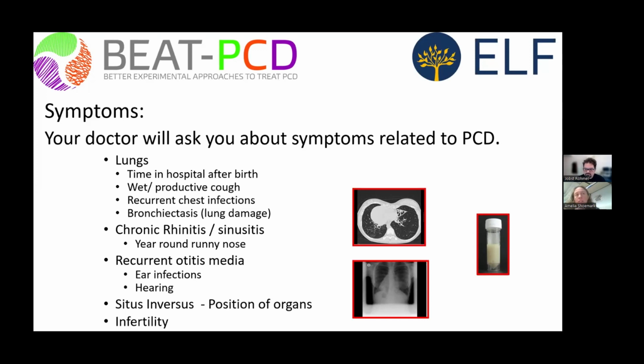They're likely to also ask about upper airways and whether you have a runny nose, whether you often get sinusitis and headaches. They're likely to ask about your ears and how often you have ear infections and if you've had a hearing test. And then also the position of the organs, and in adults about fertility or infertility. And not all of these symptoms are present in everyone who has primary ciliary dyskinesia. But if you put them together as a picture, it can give you a good idea as to whether the person might or might not have the condition. Sorry, I hadn't realized I'd animated this beautifully.